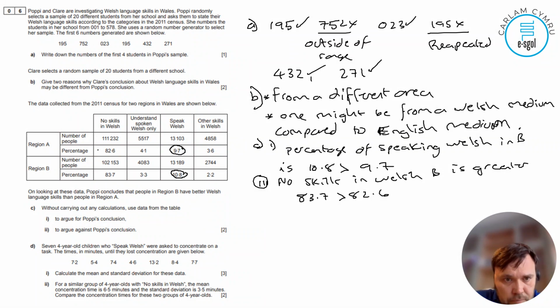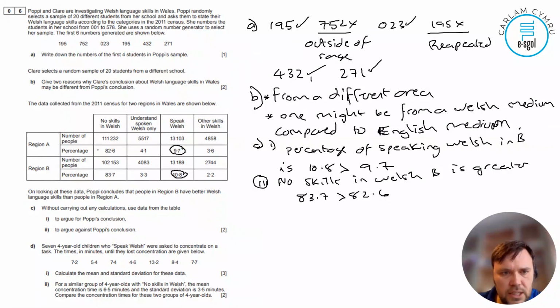D. 7 4-year-old children who speak Welsh were asked to concentrate on the task. The times in minutes until they lost concentration are given below. So you've got all the numbers there. Calculate the mean and standard deviation.